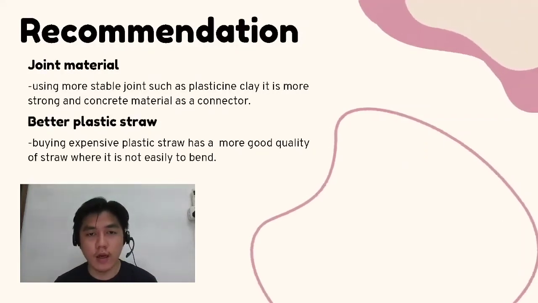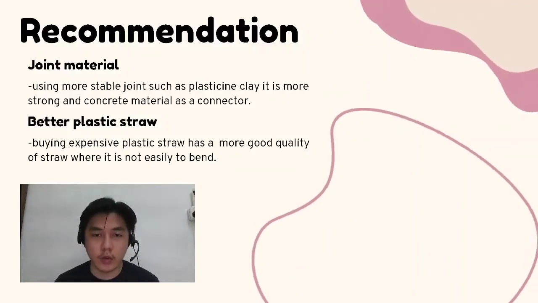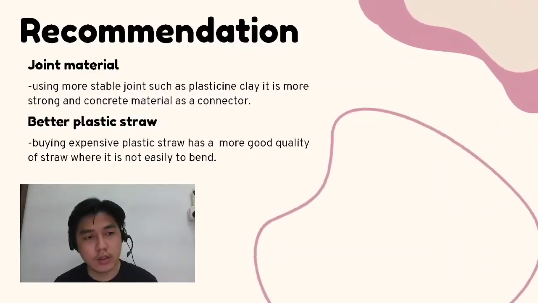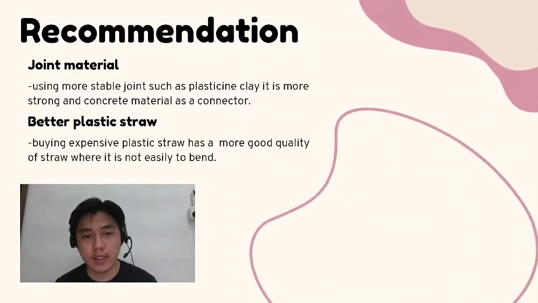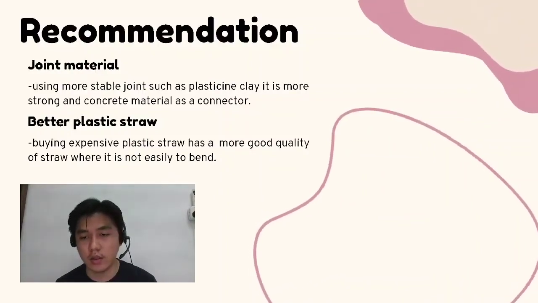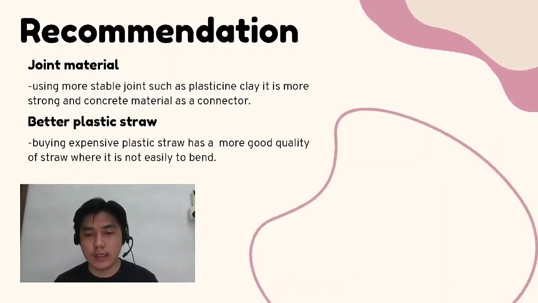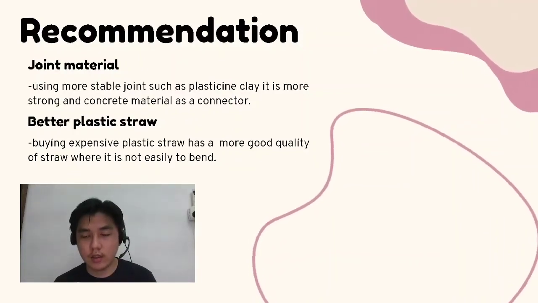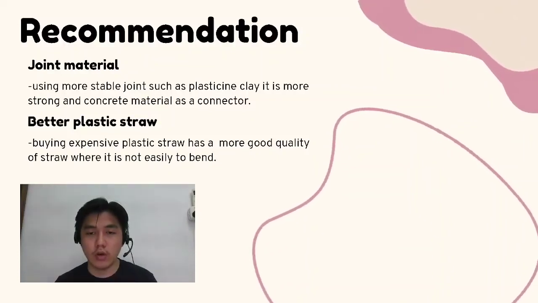For the last part, the recommendation. This recommendation is to improve some of our mistakes that we maybe forgot to take note of, such as joint material. Using more stable joints, such as plastic cement, which is stronger and more concrete, as the connector of the straws. It is stickier, so it can stick with the straw more strongly, and it can withstand more weight.